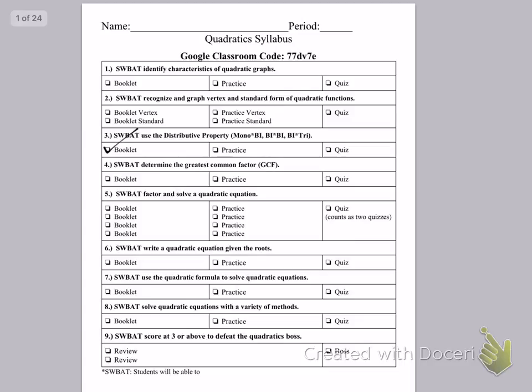We did that. And give the practice a shot. Let me know if you have any questions.